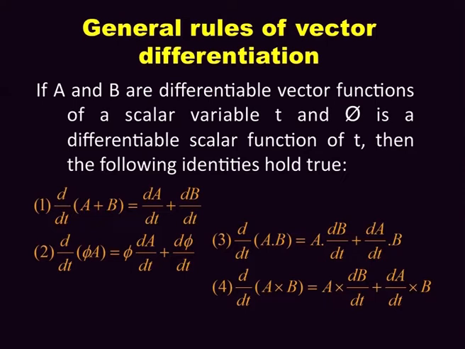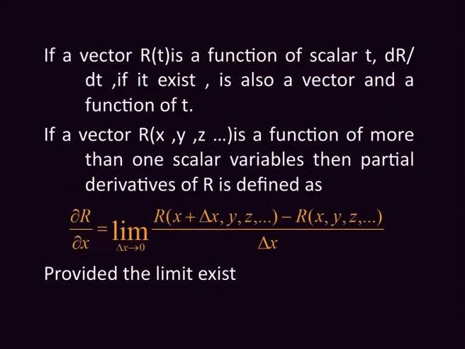The third property is d/dt of A dot B, the dot product of two vectors, which is equal to A dot dB/dt plus dA/dt dot B. Similarly, the derivative of the cross product of A and B is given by d/dt of A cross B = A cross dB/dt + dA/dt cross B. If a vector R(t) is a function of a scalar t, dR/dt, if it exists, is also a vector and a function of t. So, the derivative of a vector is a vector.